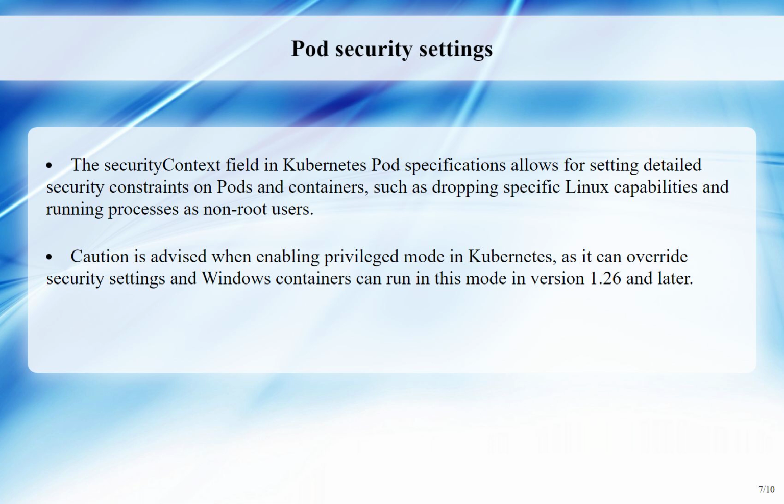In Kubernetes 1.26 and later, Windows containers can also run in a privileged mode by setting the windowsOptions.hostProcess flag. Additional information on security constraints for pods and containers can be found in resources, such as Linux kernel security constraints for pods and containers, and configure a security context for a pod or container.